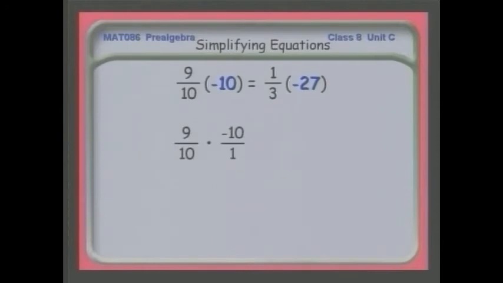And on the left-hand side, I get 9/10 times minus 10 over 1. And on the right side, I get minus 27 over 3. When I work this out, I get minus 9 equals minus 9, so that I'm pretty sure at this point I've done this correctly. Good.